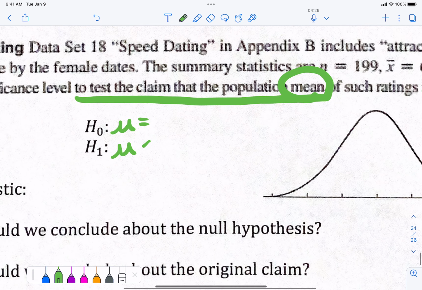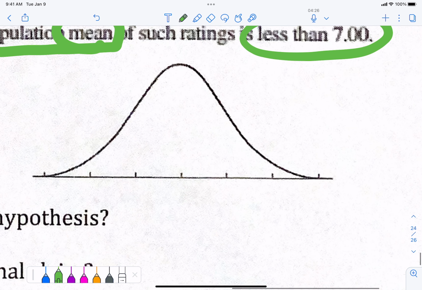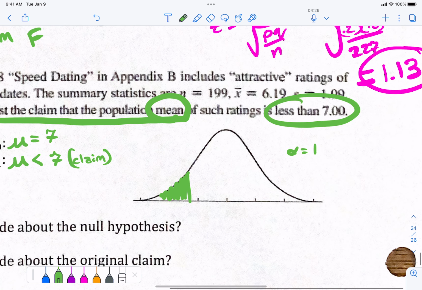Less than seven and equal to seven. Which one's the claim? The bottom one. Okay, claim is the bottom. All right, now let's fill out our bell curve. Left-tailed, yeah? Okay, what's the value of alpha? 1%. Do we have to split it or not? No, 1% goes here, which means we have 98%, okay?